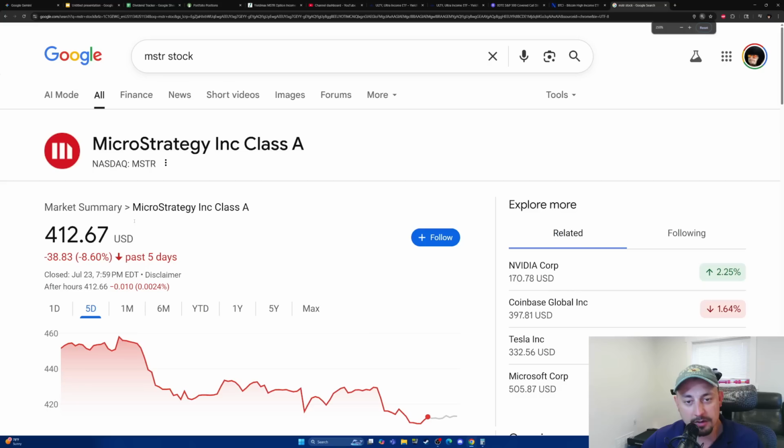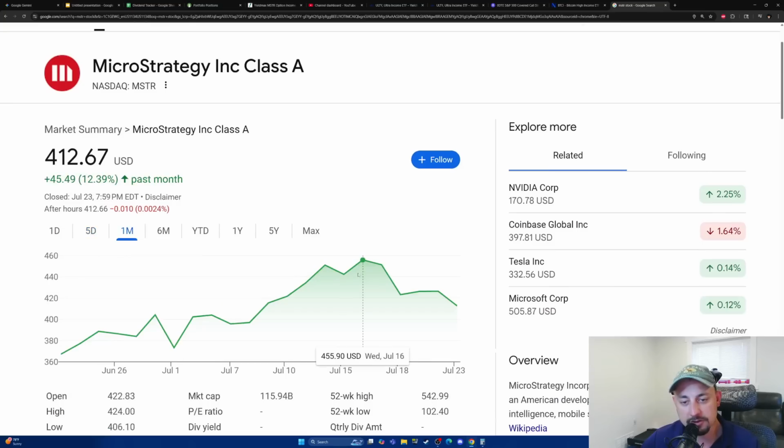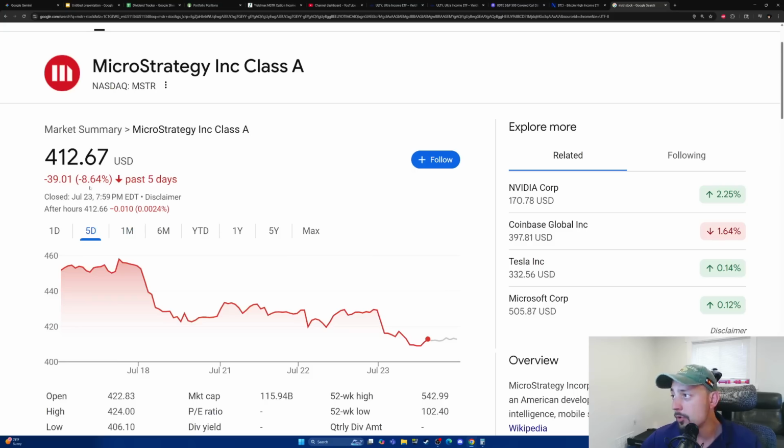MSTR is the underlier for MSTY. Look at this. MSTR has been on a decline, folks. Let's take a look at this chart. We had an all-time high at $455.90, and that was back July 16th. And ever since then, it's been dropping. We are down 8.6% in the last 5 days.